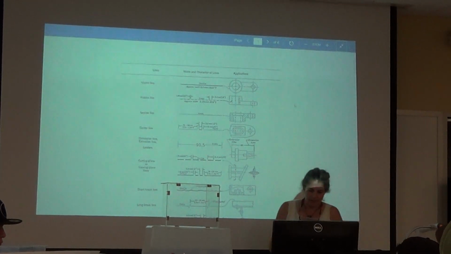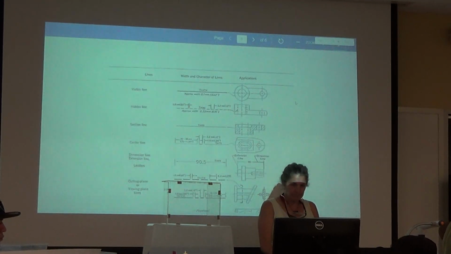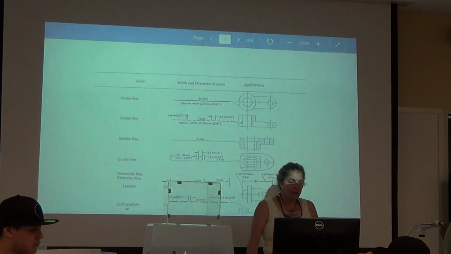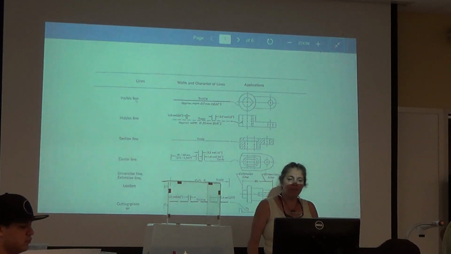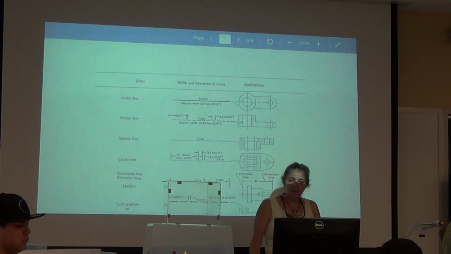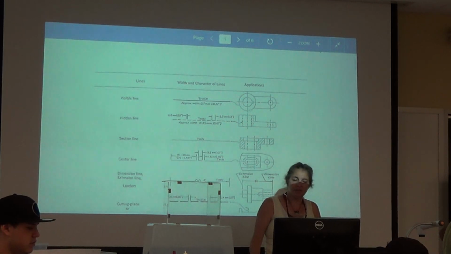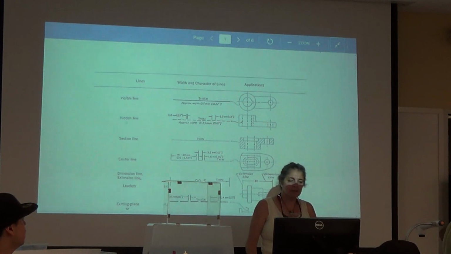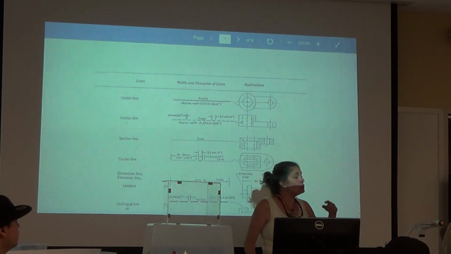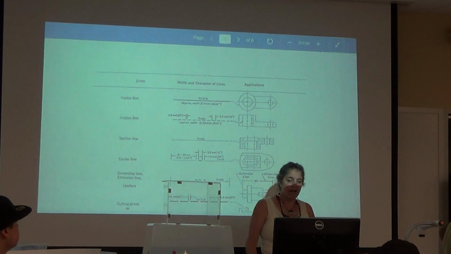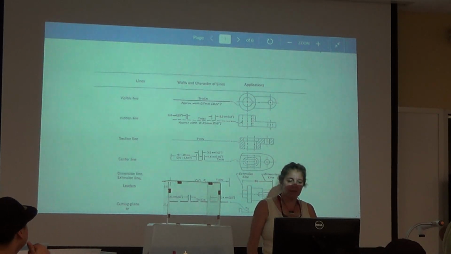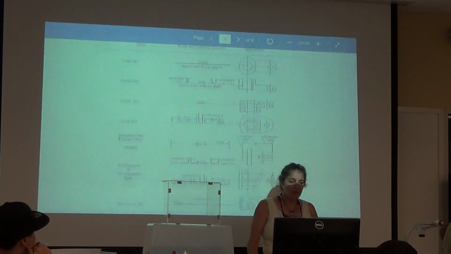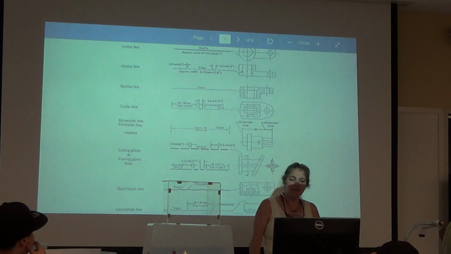Let me make this a little bit larger for you. Okay, so visible lines represent what? The edges that you can see, and they're thick lines, right? What are hidden lines? They're edges that you can't see, and they're denoted as dashes. And are they thick or thin? Thin. Here's another type of line, a section line.